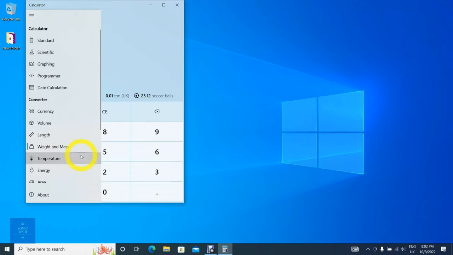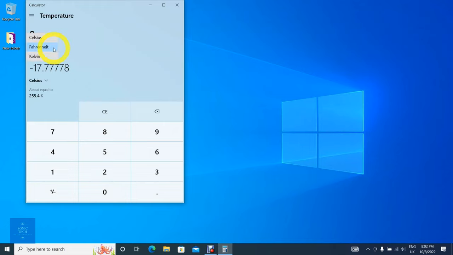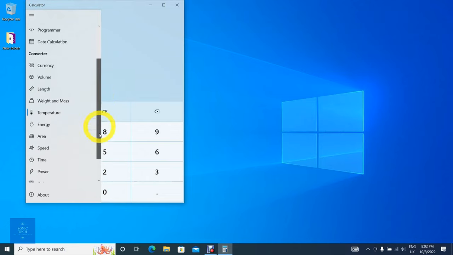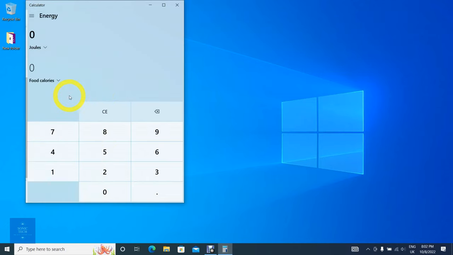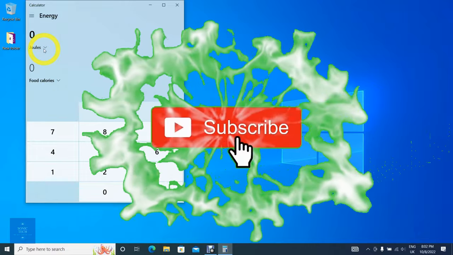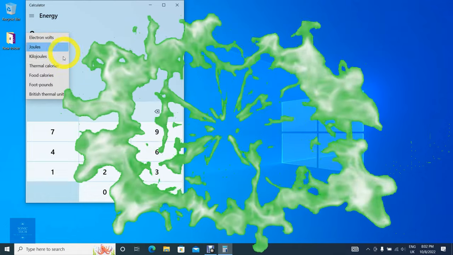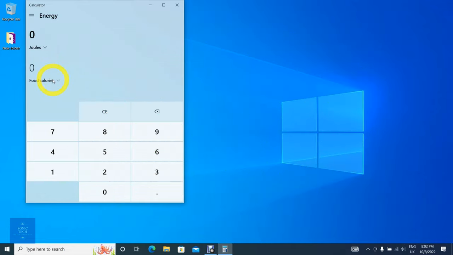Now try temperature converter, and convert between Celsius, Fahrenheit, and Kelvin. And for energy option, you find a lot of energy units, such as electron volts, joules, kilojoules, thermal calories, food calories, foot pounds, and British thermal units.